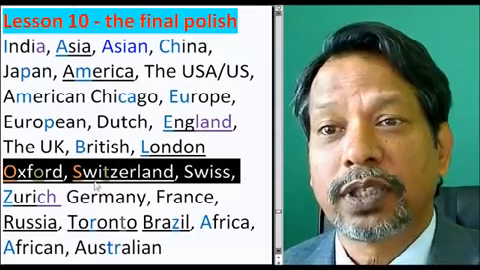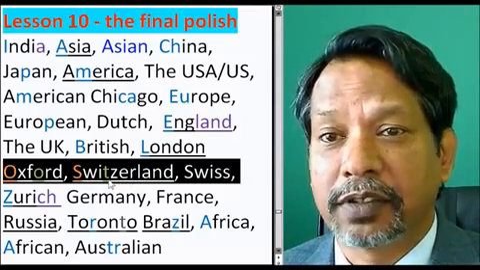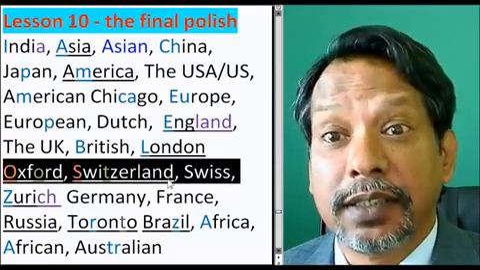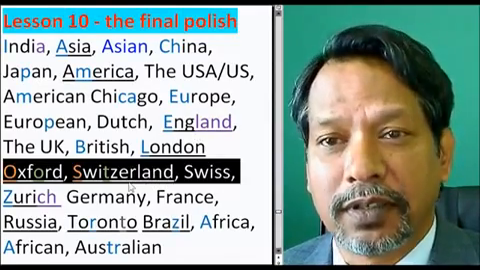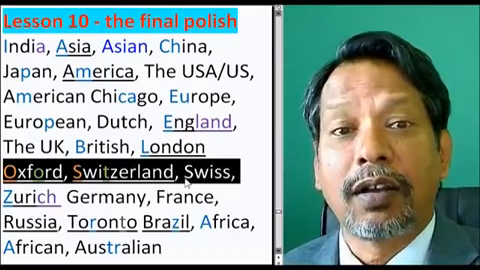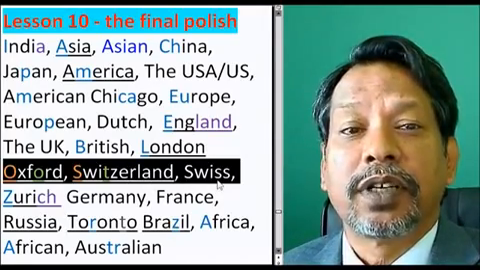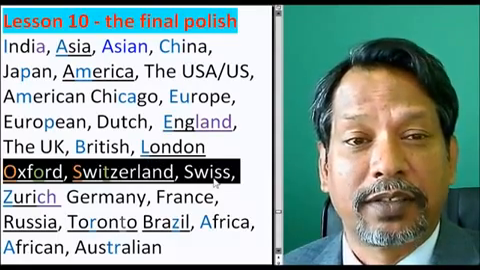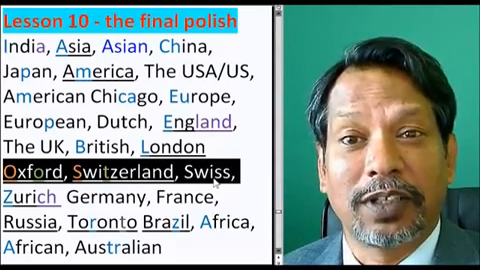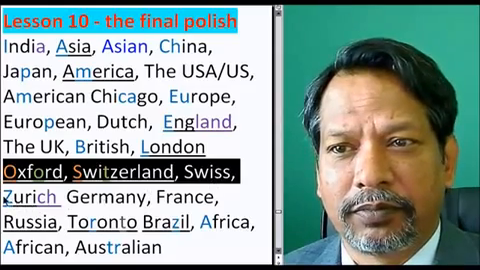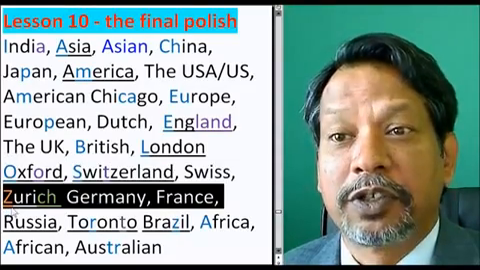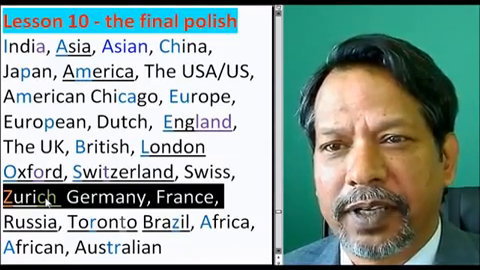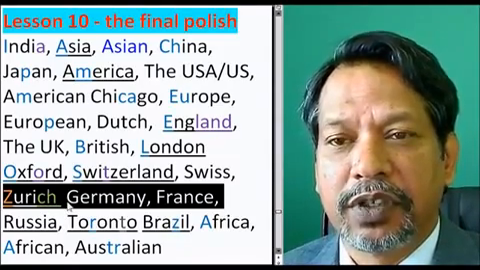Switzerland. The T is pronounced, it's not silent. You see, it's not land, it's land. England. Switzerland. Okay? Holland. The people who live in Switzerland are called Swiss. Those who live in Sweden are called Swedish. Okay? Zurich. This part is pronounced as K. Zurich. Okay. Germany.